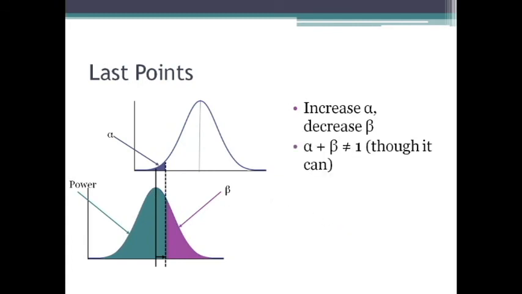Alpha plus beta does not equal 1. It can equal 1, but you can see in our previous examples that they equaled less than 1. So don't think that just because power equals 1 minus beta, that alpha equals 1 minus beta. That's not true. Power always has to equal 1 minus beta because power plus beta is this whole area under the curve. But alpha plus beta can be less than 1, it can be greater than 1, it can equal 1, but it doesn't have to.